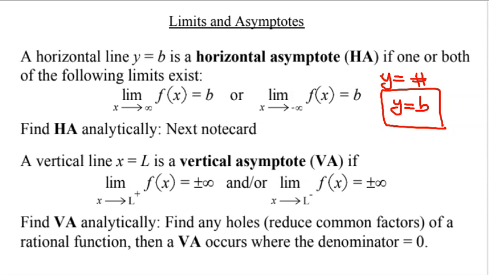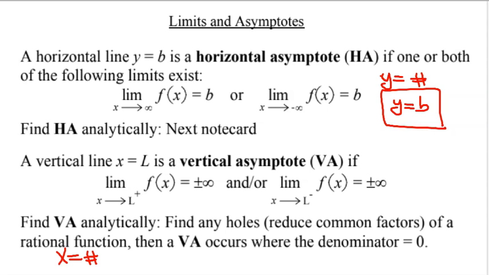Let's move on to finding the vertical asymptote. Vertical asymptotes occur when the denominator of the rational function goes to 0. Whatever makes the denominator equal to 0 is going to be our vertical asymptote. The way we express vertical asymptotes is x equals a number.